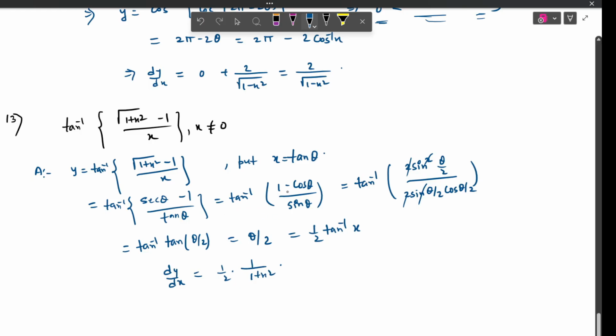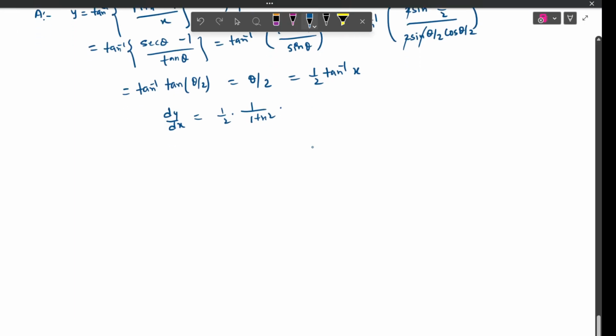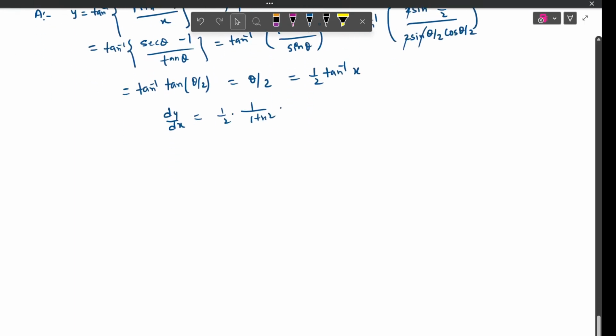So remember, this trigonometric substitution is extremely important. First of all, you have to simplify the expression that is given, and only then move forward to solve that question. Otherwise, it will be very difficult to solve. Let's see the next question, 14th number question.